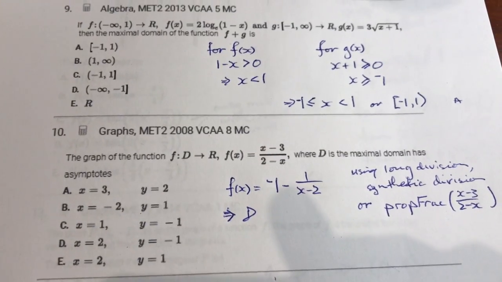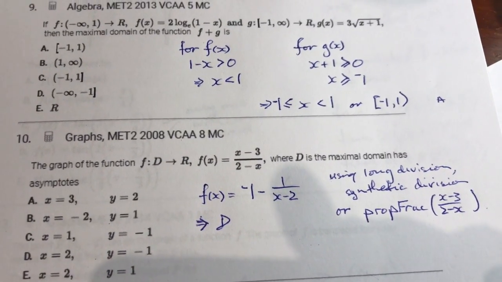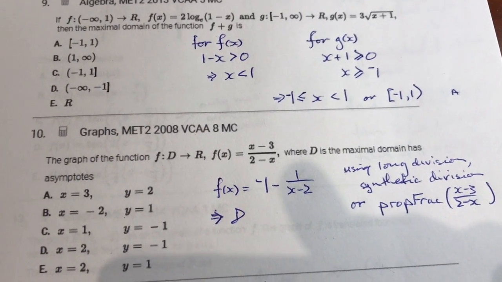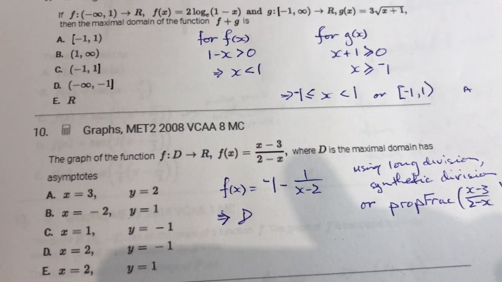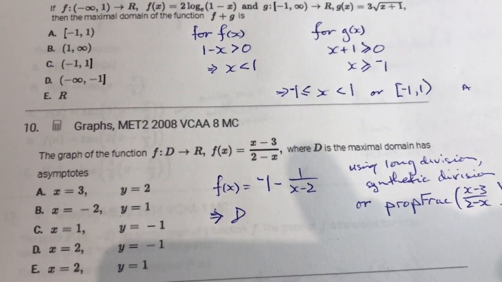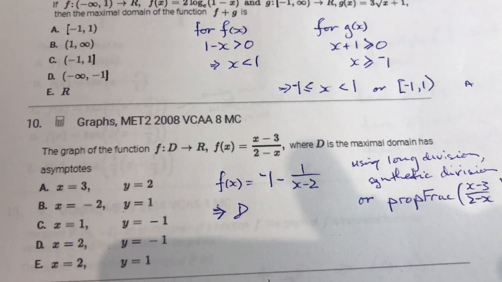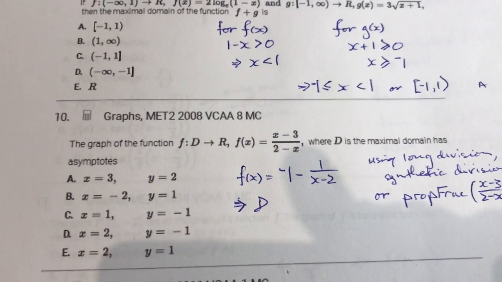Question number 10. You can use proper fraction, or you can use long division or synthetic division to convert that into a form that you could sketch if you like. Or -1 take away 1 over x minus 2, and so then it's pretty easy to read off where the asymptotes would be. It is D.